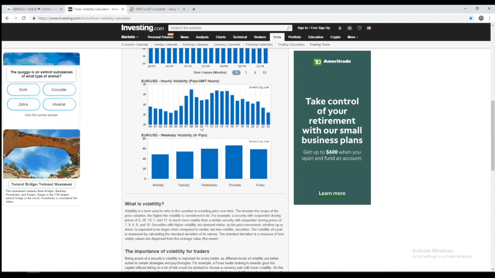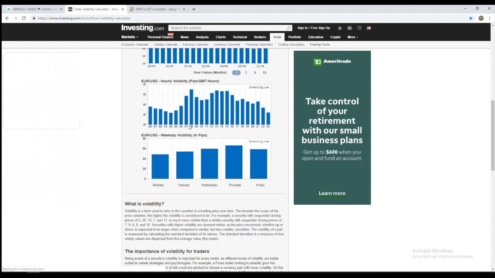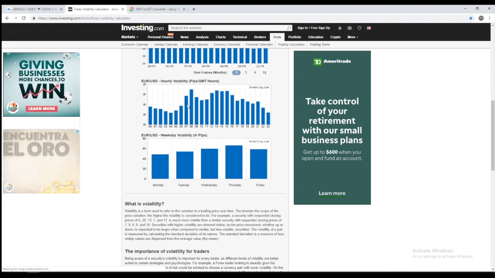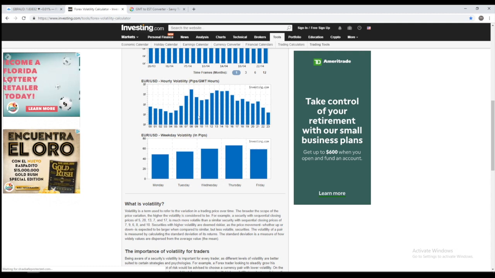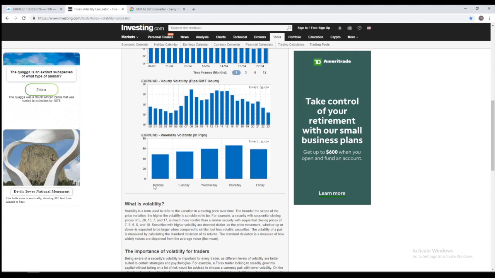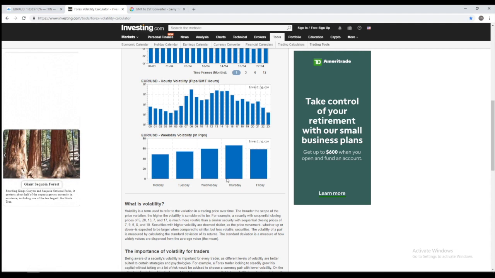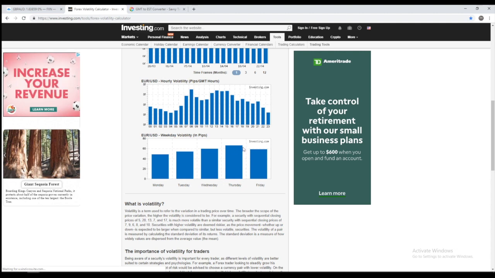Okay, but you can see specifically that one of the two biggest times that the pair moves, or has the highest volatility, on this specific pair is between 3 and 4 o'clock. You see 5, 6, 7 kind of dies down, and then it picks up again, of course, for the U.S. session. And then also on the weekday volatility, you can see what days have the best volatility. So if you're looking at this, you're seeing that Thursday and Wednesday are the best days to trade this pair specifically.